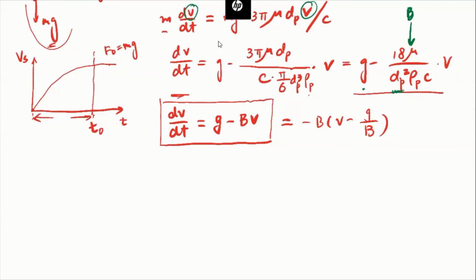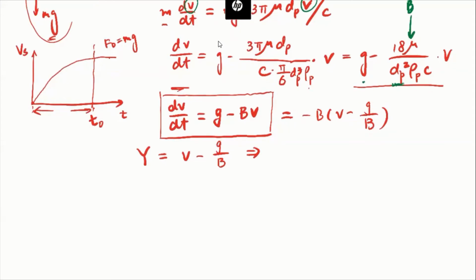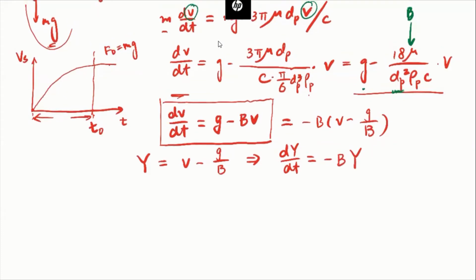And now what we can do is we can substitute this capital Y. Let's define a new parameter, which is v minus g divided by b. Okay, so with this new definition, you can see that dv/dt is going to be equal to dy/dt, mainly because g over b is a constant, so it's not going to contribute to this derivative here. But on the right-hand side, you have b multiplied by y.